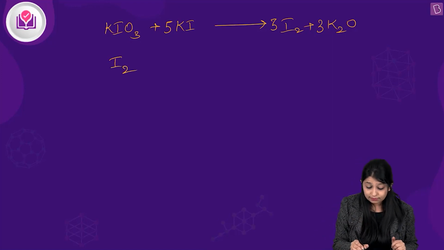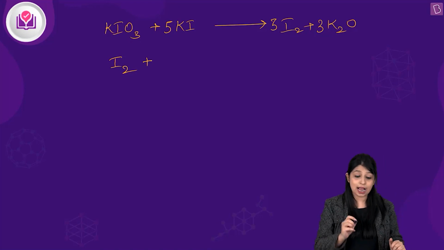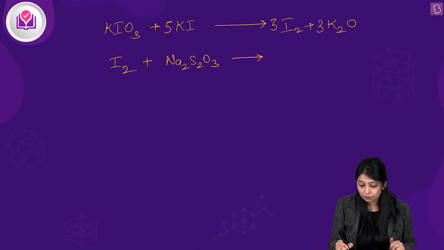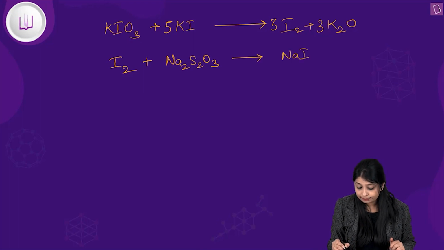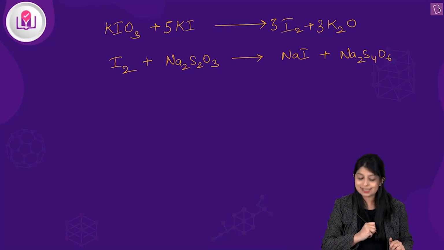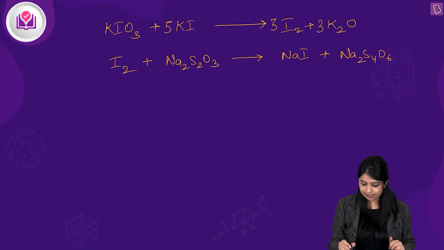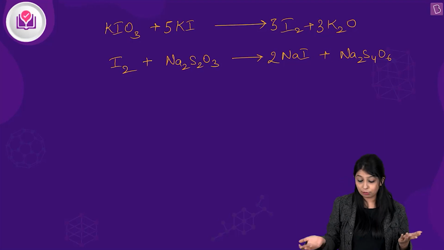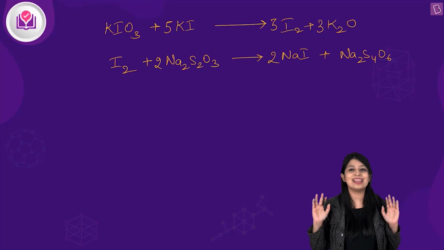Now I2, that is evolved in the first reaction, reacts with Na2S2O3 to give what? To give NaI plus Na2S4O6. Okay, now let's balance this. It's very easy. We have 2 iodine atoms on the left, so I've put 2 in front of NaI. This makes 4 sodium atoms on the right, so I'm putting 2 in front of Na2S2O3, and this balances my reaction.